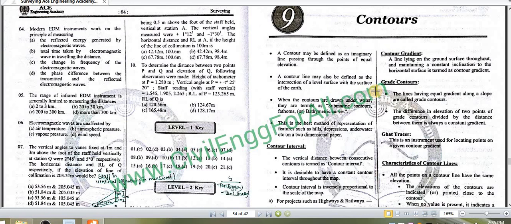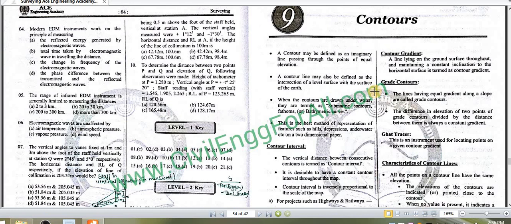Now grade contour: the lines having equal gradient along the slope are called grade contours. The difference in elevation of two points of a grade contour divided by the distance between them is always a constant gradient. So if you find the difference in elevation between two points on a grade contour divided by the distance between those two points, it will always be a constant gradient.